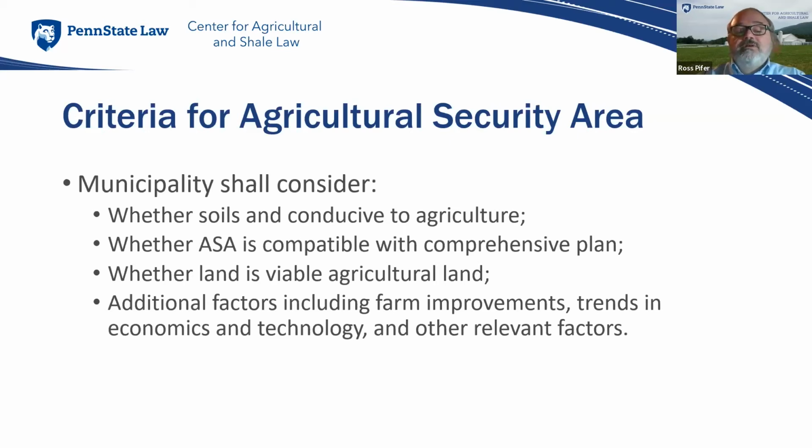The municipality is looking at whether the soils are conducive to agriculture, I guess a typo on my screen there, whether the ag security area is compatible with the comprehensive plan, whether the land is viable ag land, and then looking at other factors to determine whether this is land that is particularly suitable for agriculture and should be protected as such.